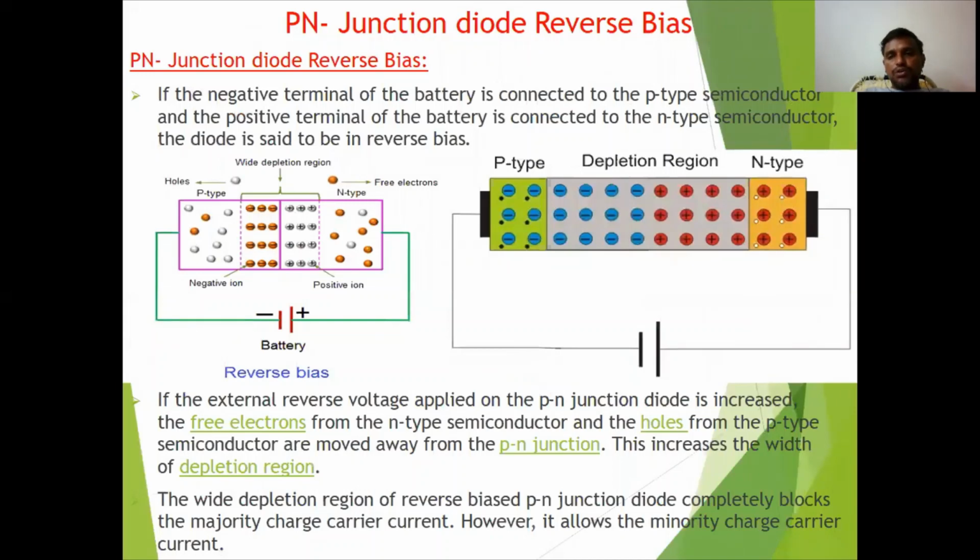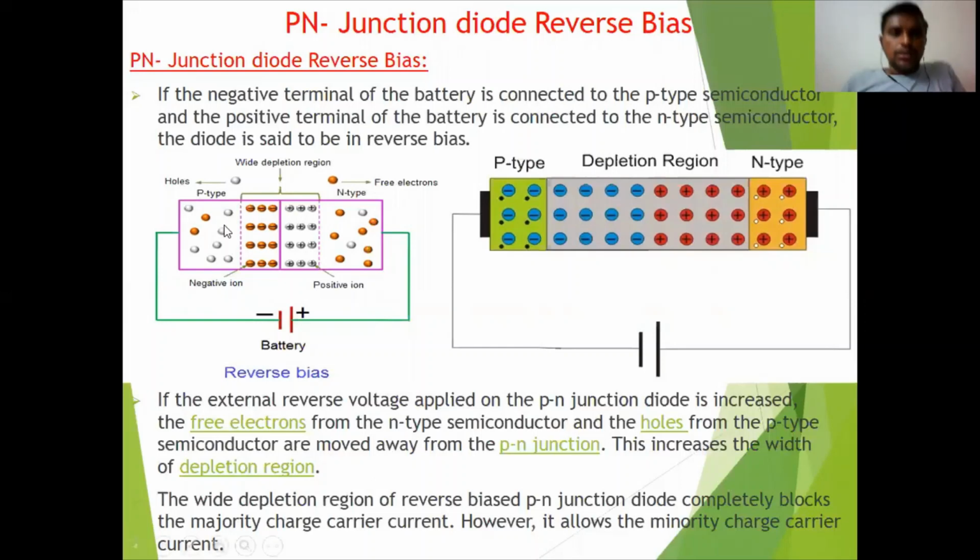Next we will go with the p-n junction diode reverse bias case. So what does forward bias mean? If the positive terminal of the battery is connected to the p-type semiconductor and the negative terminal is connected to the n-type semiconductor, then that type of biasing for a p-n junction diode is called forward bias.